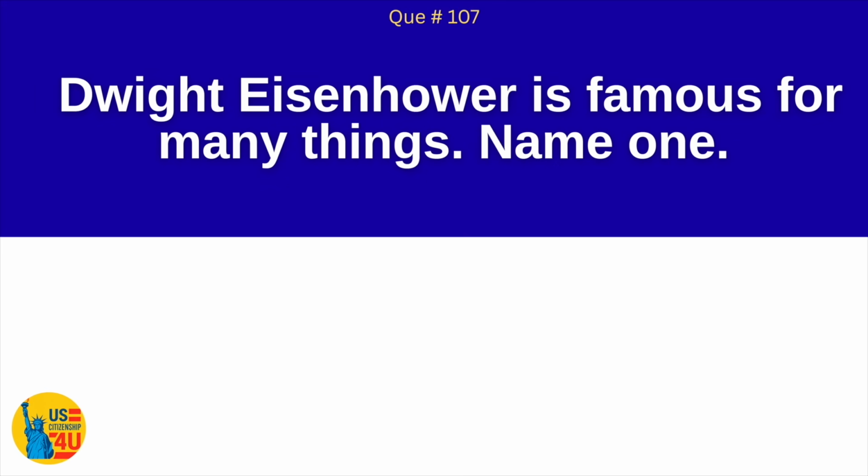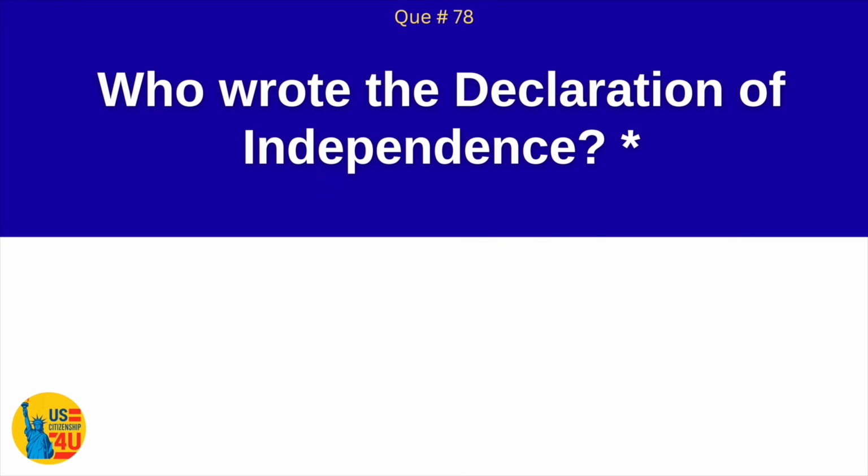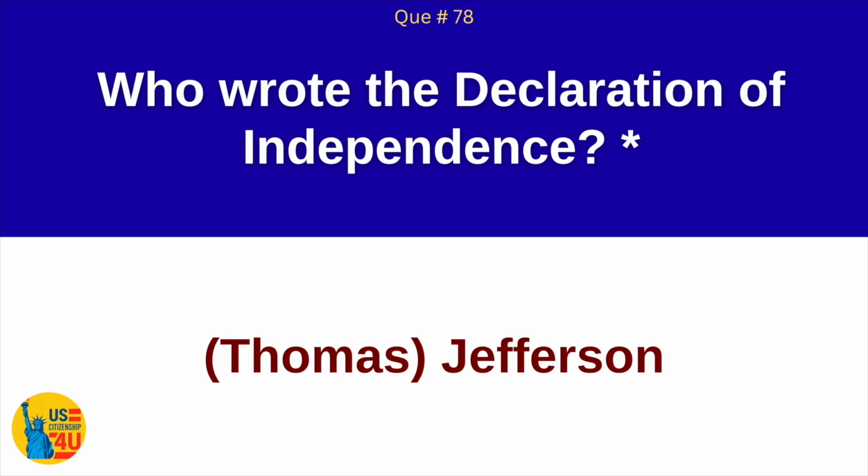Dwight Eisenhower is famous for many things. Name one. 34th President of the United States. Who wrote the Declaration of Independence? Thomas Jefferson.